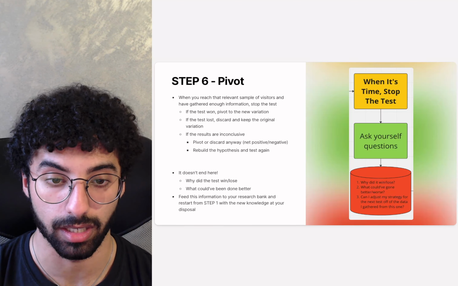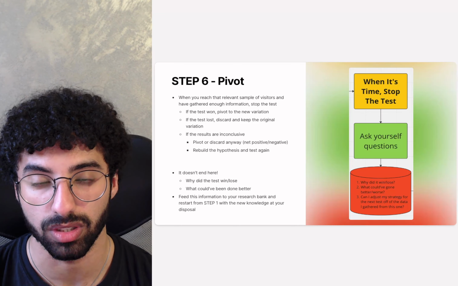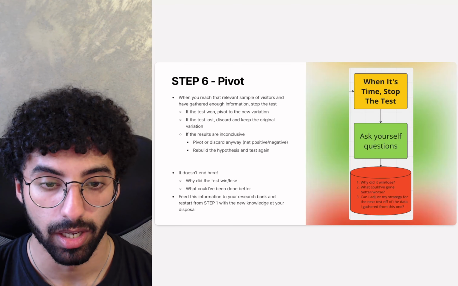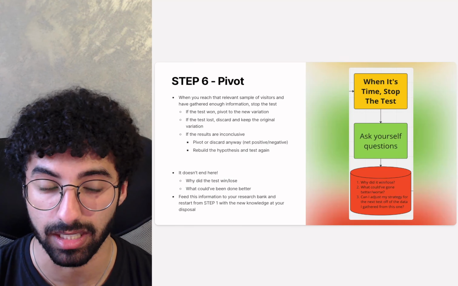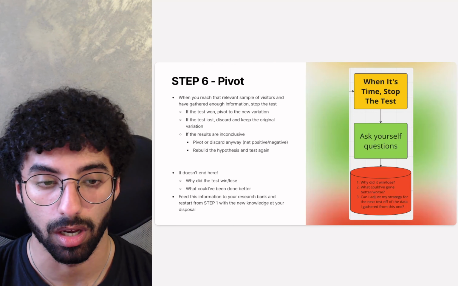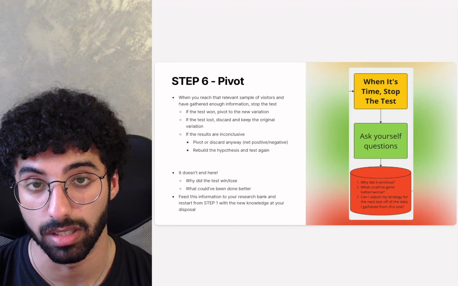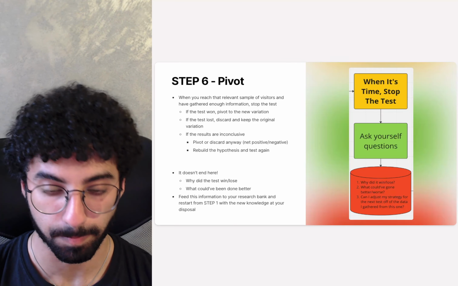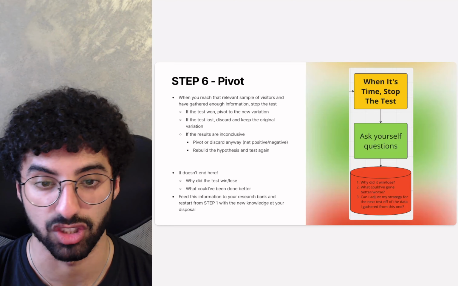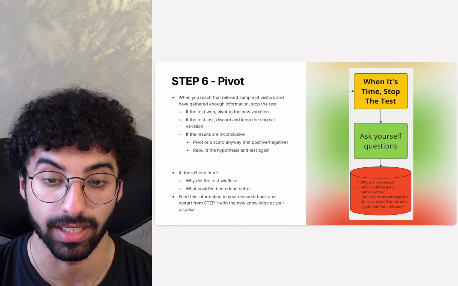Very straightforward again here. If the results are inconclusive, this is more of a tricky step. You can pivot or discard anyway, depending on if the change is a net positive or net negative. This is very, very personal and very brand dependent. So you have to decide that in your context. But the option I prefer is rebuilding the hypothesis and testing it again.